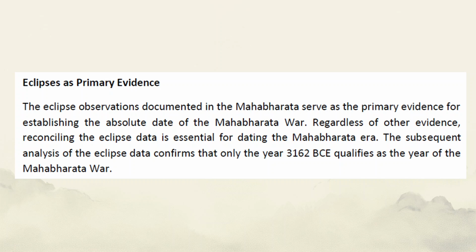Okay, let's move on. The subsequent analysis of the eclipse data confirms that only the year 3162 BC qualifies as the year of the Mahabharata war. None of this can be... I don't know what to say. This is an absolutely wrong statement, okay? Disqualified, decisively false statements, okay?